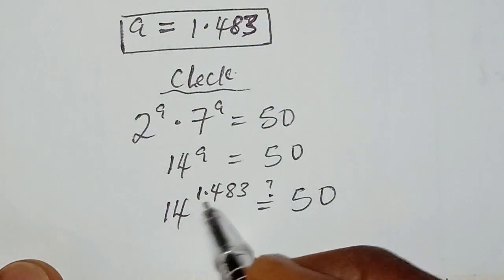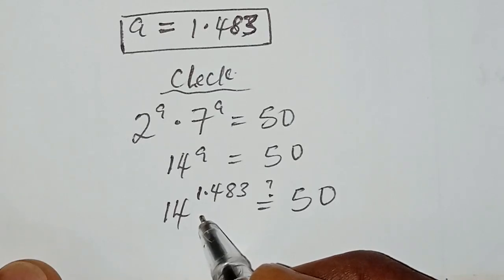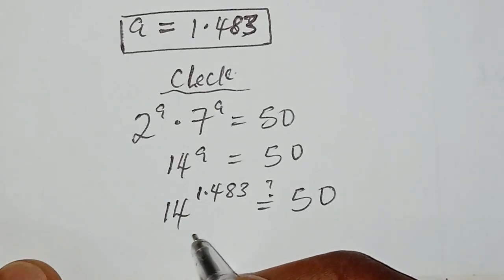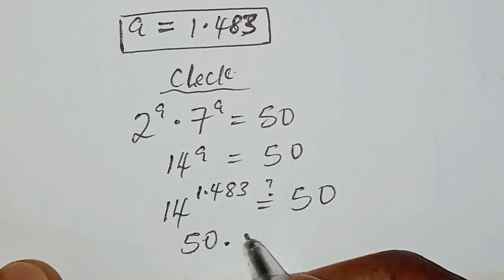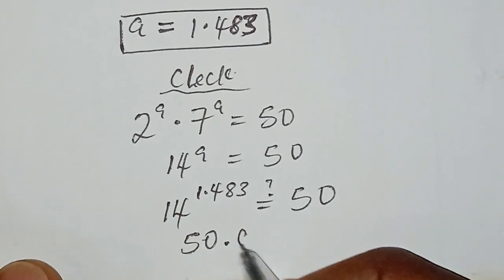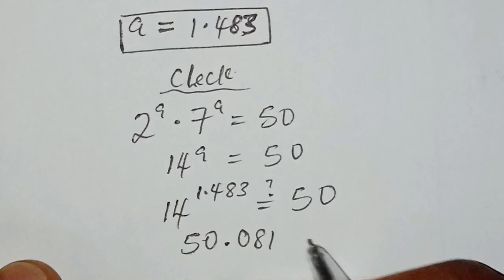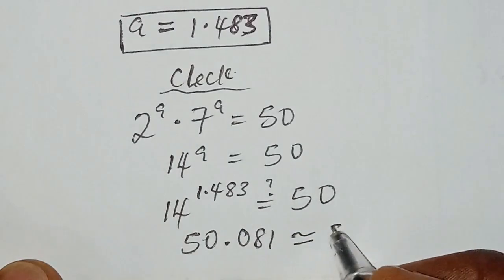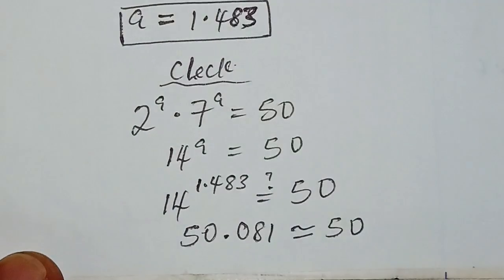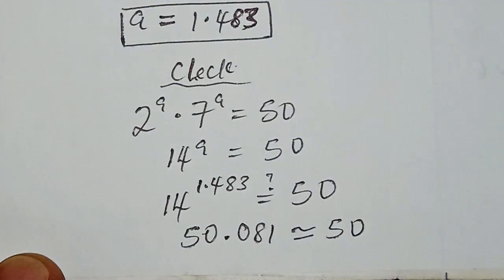We find the value of this in our calculator, then we are going to have 50.081, which is approximately equal to 50. So we can conclude that 50 is equal to 50.